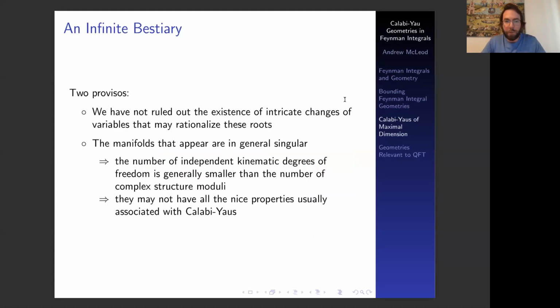So having gone through that argument, I should make 2 provisos. The first is that we haven't actually ruled out the existence of potentially intricate changes of variables that might rationalize these roots, although we don't know of any examples where this can be done.